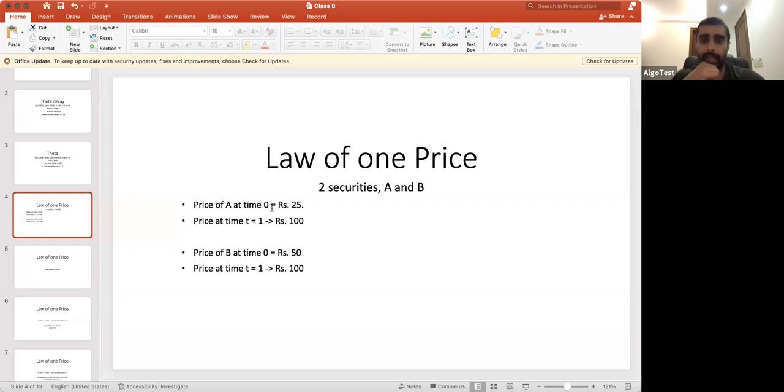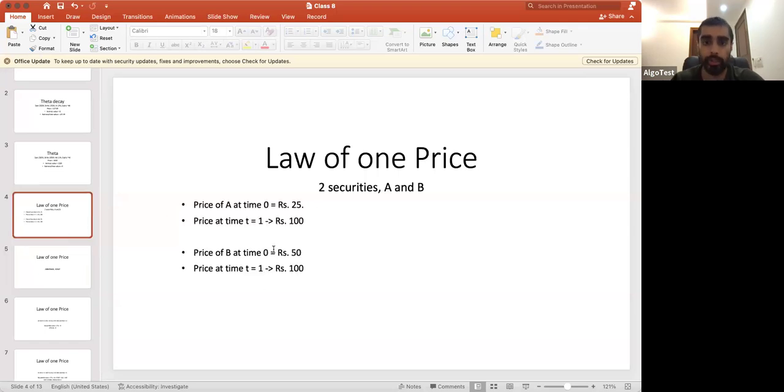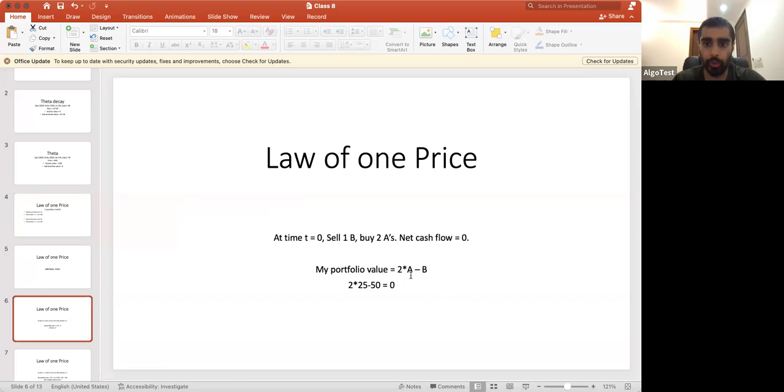So can I create an arbitrage over here? Can I buy and sell A and B in a way where I make a riskless profit? Right? And the answer is yes, I can. If I do a 1:2 ratio, what I'll do is I'll sell B first. The moment I sell B, I've received 50 rupees, right? And I have a short position in B. And then I'll invest those 50 rupees by buying 2 of A. Okay, so my portfolio now is 2A minus B, right? And my cash flow is 0.